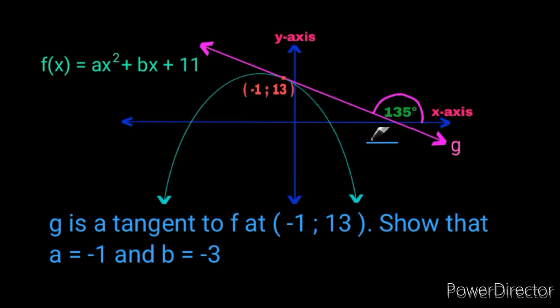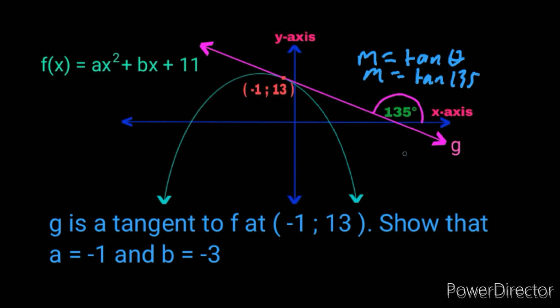So in analytical geometry, whenever we're given the angle, we find the gradient by using the formula m is equals to tan theta. So therefore the gradient is equals to tan 135.